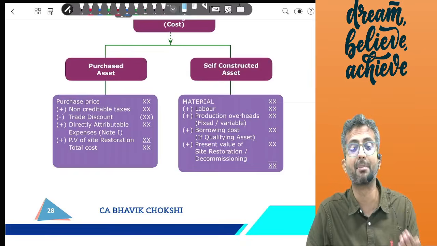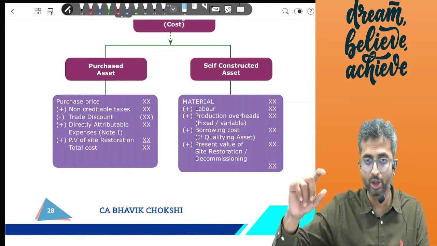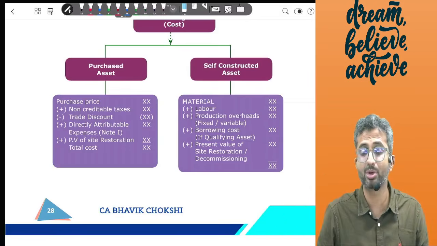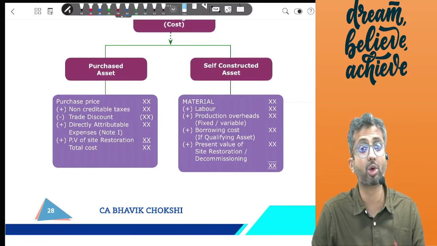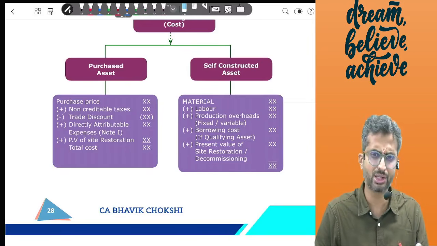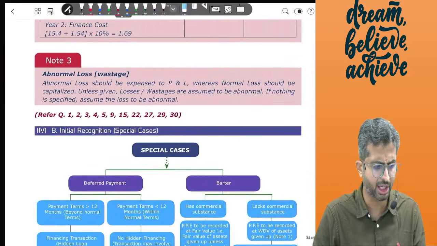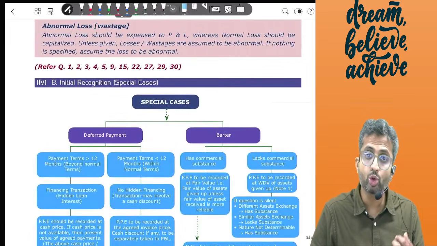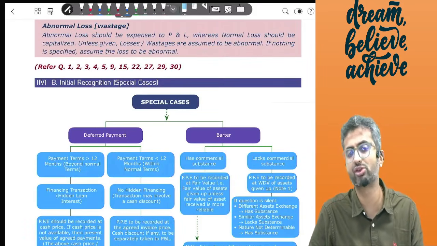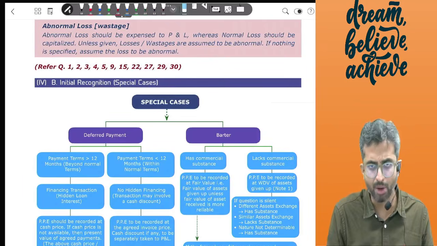In fact, if you are capitalizing borrowing cost, one needs to remember that as per IND AS 23, you will take the borrowing cost less income on temporary investment of surplus funds during that period, and only the net borrowing cost for specific borrowings needs to be capitalized. Institute has asked you a couple of questions on those lines. So this by and large takes care of your initial cost basic concepts. Then you go to the slightly more advanced and special cases. Two special cases over here. First is deferred payment, second is barter.